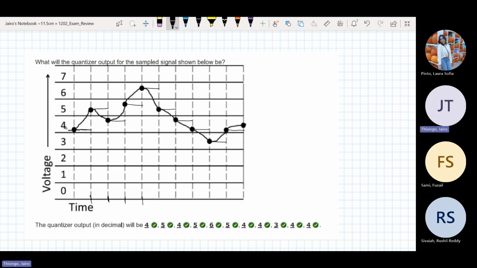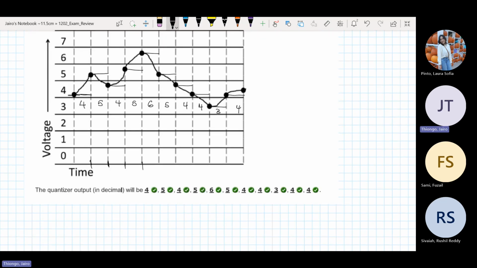So this one is on row 4. This one is at 5. This one is at 4. This one is at 5. Within the row that it's in, regardless of the level where it actually is, as long as it's within the confines of the row, that's what the question is asking for. 6, 5, 4, 4, 3, 4. Essentially, it's asking you to put in those numbers: 4, 5, 4, 5, 6, 5, 4, 4, 3, 4.